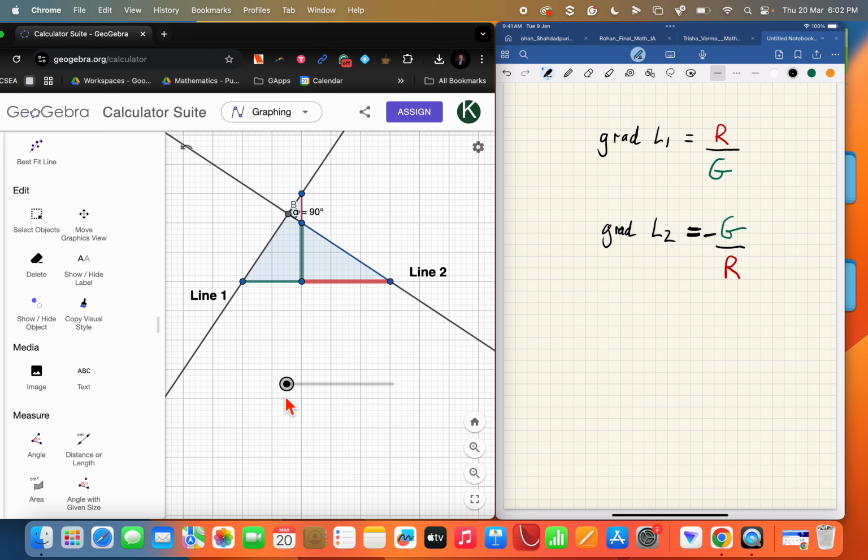So there you go, there's a property of perpendicular lines, and if you took r divided by g, the gradient of line 1, and timesed it by the gradient of line 2, can you see what will happen? You'll be left with negative 1, which is why you often see this m1 times m2 equals negative 1, where m1 and m2 are the gradients of perpendicular lines.